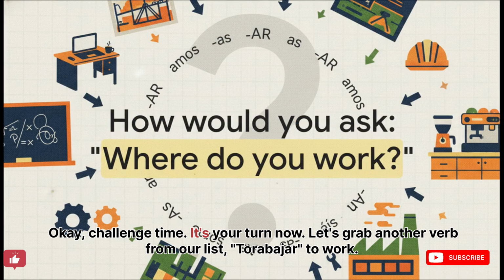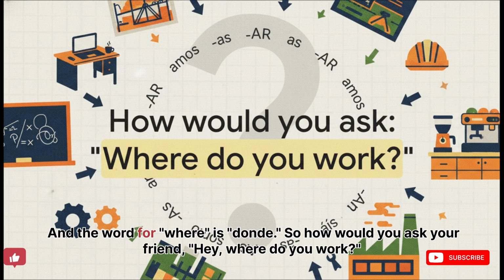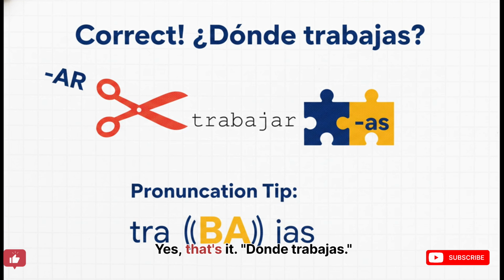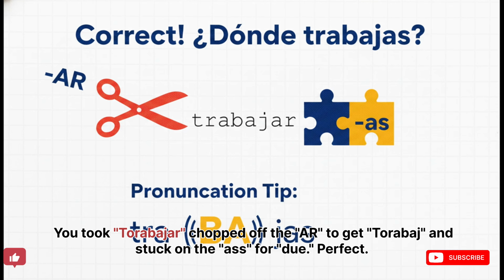Okay, challenge time. It's your turn now. Let's grab another verb from our list, trabajar, to work. And the word for where is dónde. So how would you ask your friend, Hey, where do you work? You're talking to them, so think about that tú ending. Go on, give it a shot. Yes, that's it. ¿Dónde trabajas? You took trabajar, chopped off the AR to get trabaj, and stuck on the as for tú.